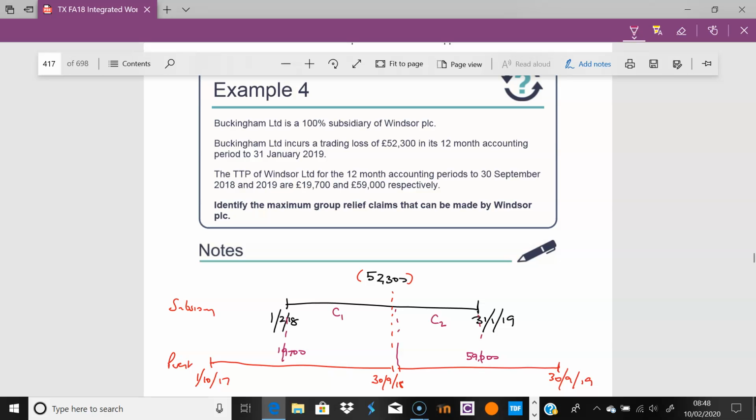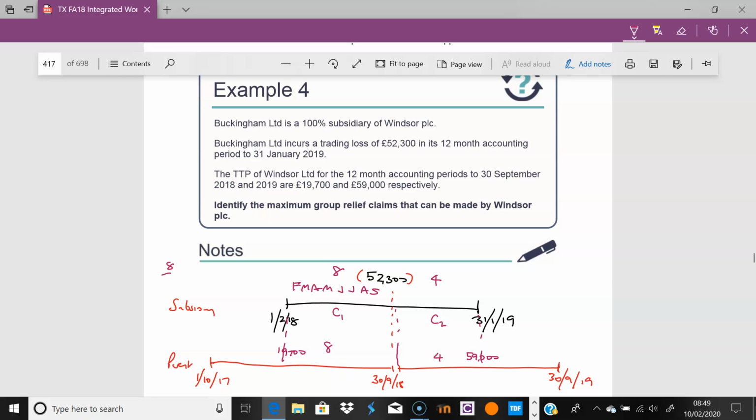Great. So what do I do? 52,300, 52,300. And what do I have here? I have February, March, April, May, June, July, August, September. So 8 months here and 4 months here. Same thing here, 8 months here, 4 months here. So I have 8 months of 52,300.